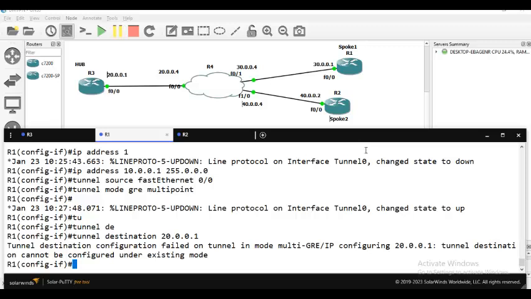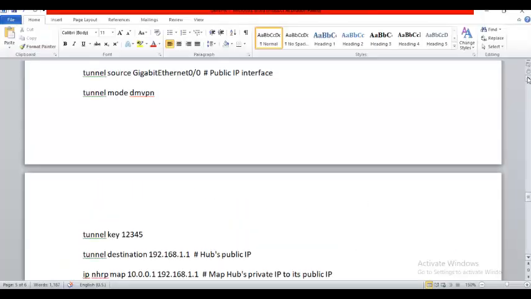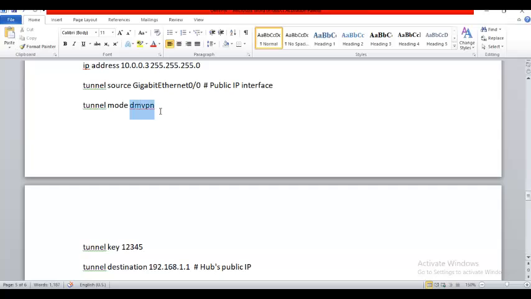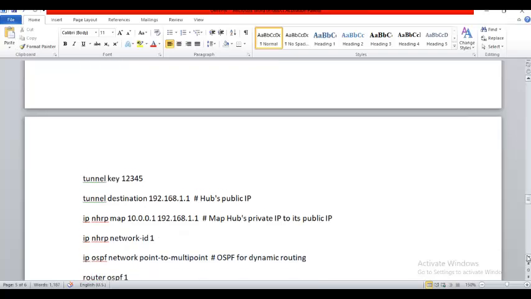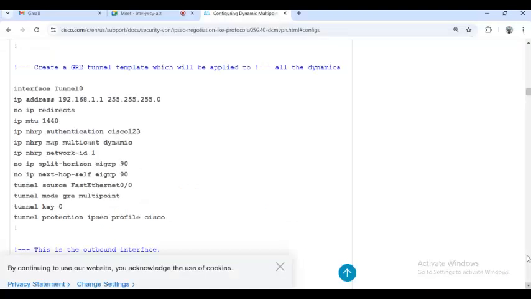But what we have to do here is tell one more command which is missing here. You see here we have tunnel IP address. This is optional authentication. Multicast dynamic, we will give that one. Mode is GRE multi-point. Source is this. We need not mention the destination. And then NHRP we have to configure. On the hub side we have no problem.